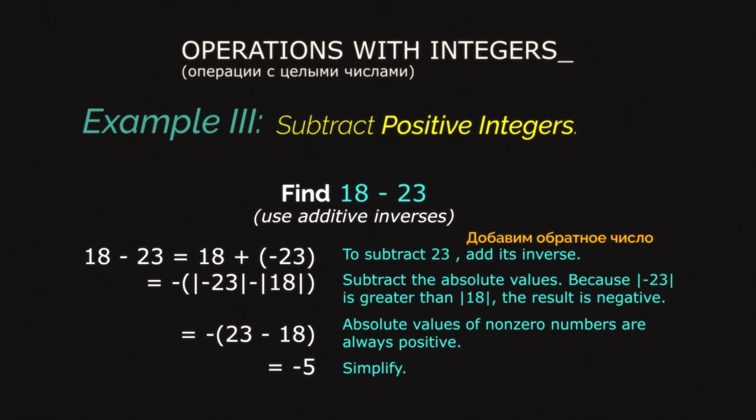Simplify. Чтобы вычесть 23, добавим его обратное число. Далее вычтем абсолютные значения. Так как абсолютное значение числа -23 выше абсолютного значения числа 18, результат будет отрицательный. Абсолютное значение чисел, которые не равны нулю, всегда положительное. Далее упростим.